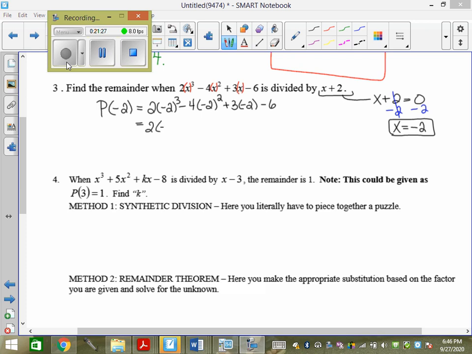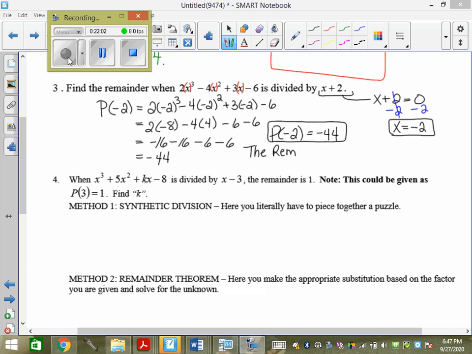So it's going to equal 2 times negative 8 minus 4 times 4 minus 6 minus 6, which is negative 16 minus 16 minus 6 minus 6. Negative 16 minus 16 minus 6 minus 6 equals negative 44. So we can technically write p of negative 2 equals negative 44. So we can say the remainder is negative 44.